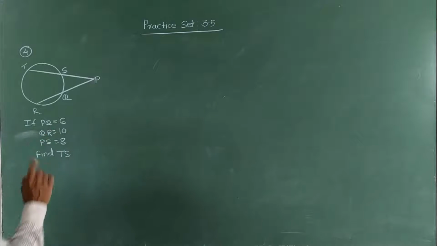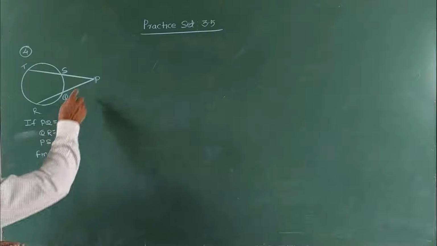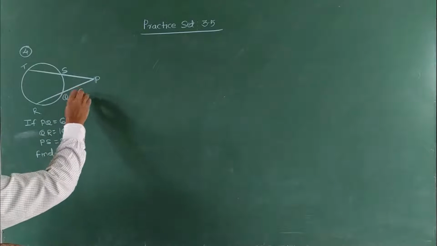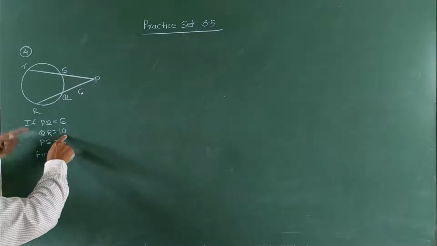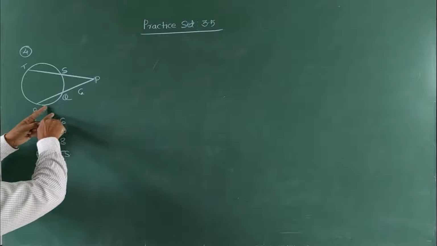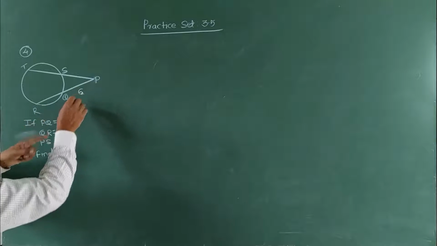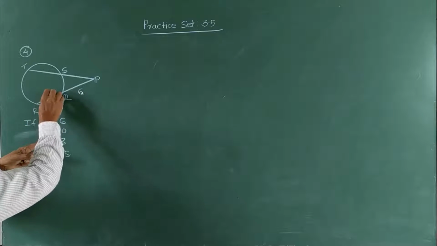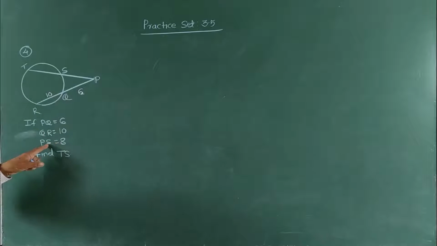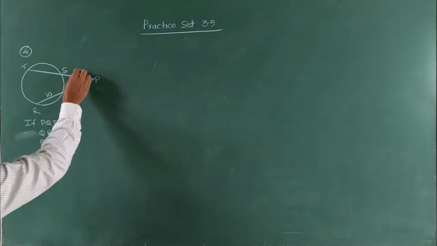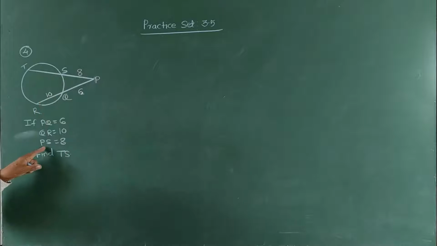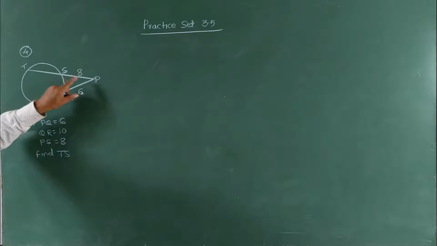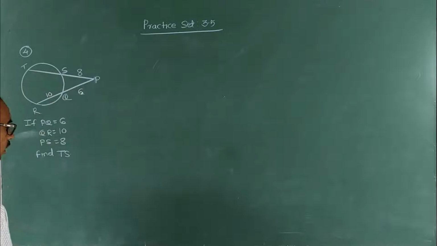Here PQ is given as 6. Then QR is given. Here we are given Q to R, this is 10. Then PS is given as 8. And we have to find out TS.